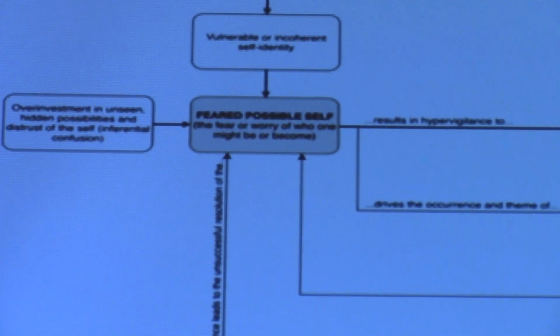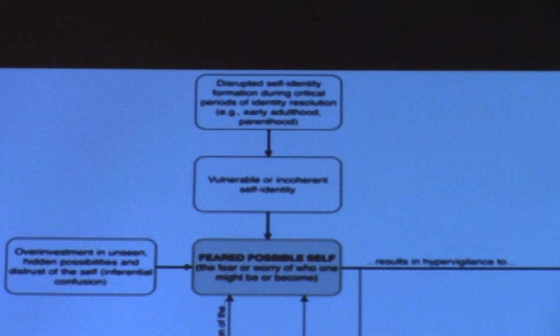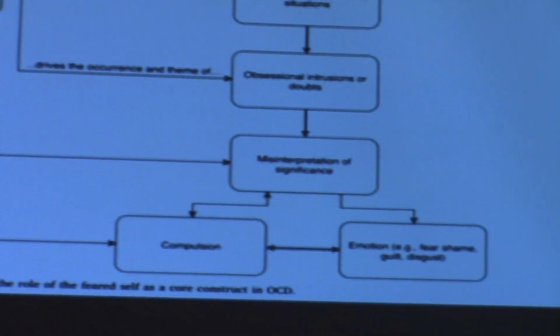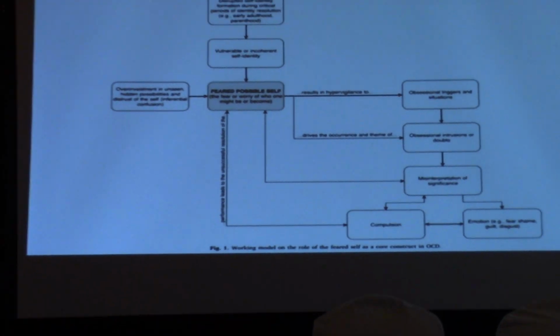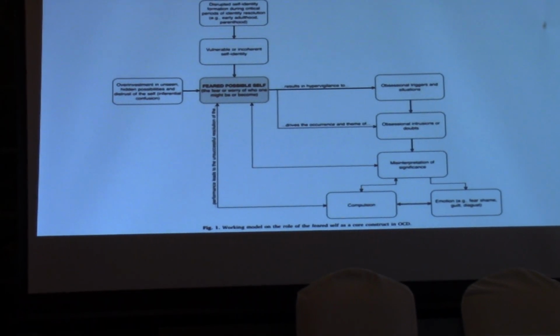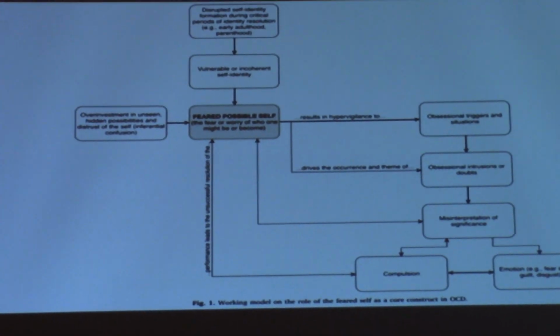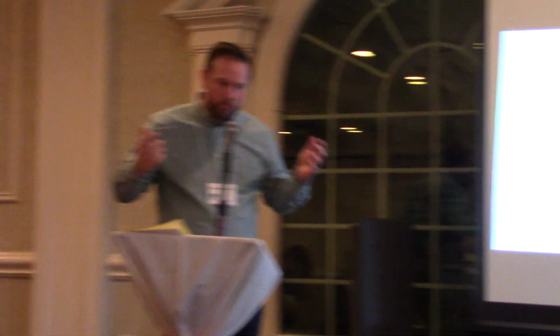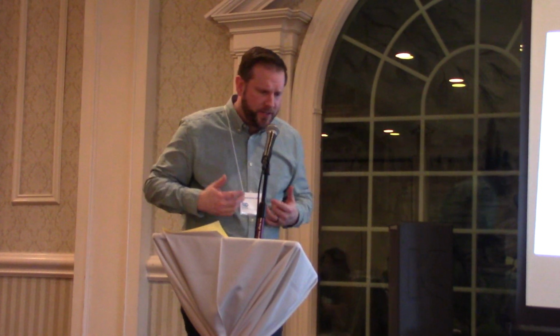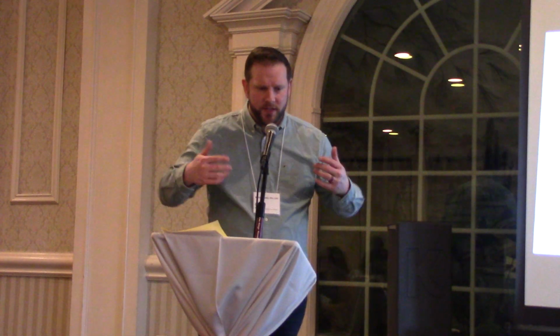And that's unfortunate. So let me try to explain this to you. Top area says disrupted self-identity formation during a critical period, i.e. parenthood or early adulthood. This is where we might call it vulnerable self. This is the area where you are reflecting on a sense of self because it is reasonable to do so, either developmentally or something in your life has changed.